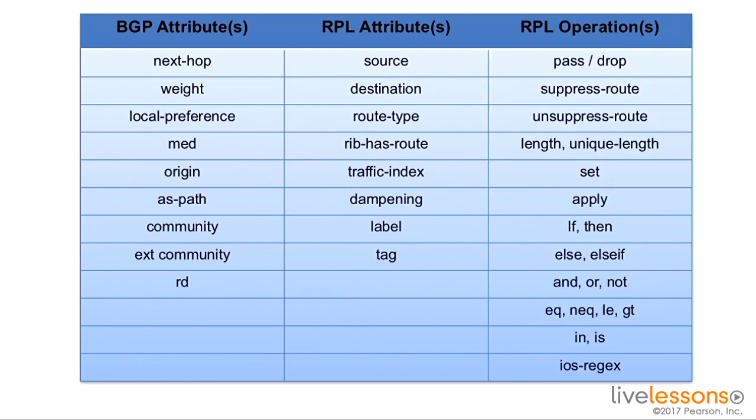And you can have different RPL operations based on the match criteria or attributes that you have used. You can have a pass or drop, suppress the route, unsuppress the route. You can set the length, unique length, set operation, apply, if and then, else, else if, and, or, not, equals, and so on and so forth. These are some of the operations which are similar to various programming languages you might have come across during the course of learning computer science, which is not available with route maps in the present day.